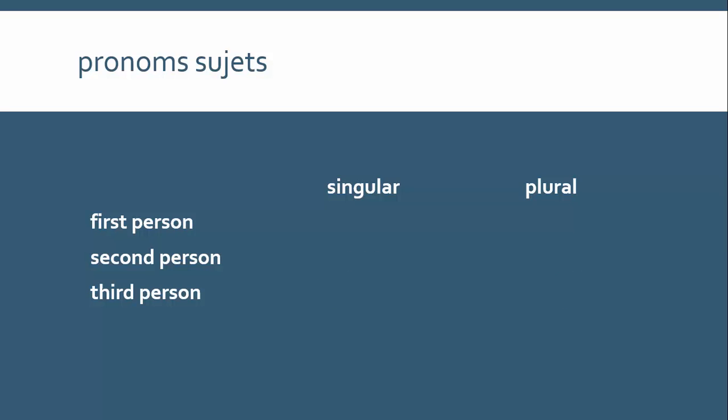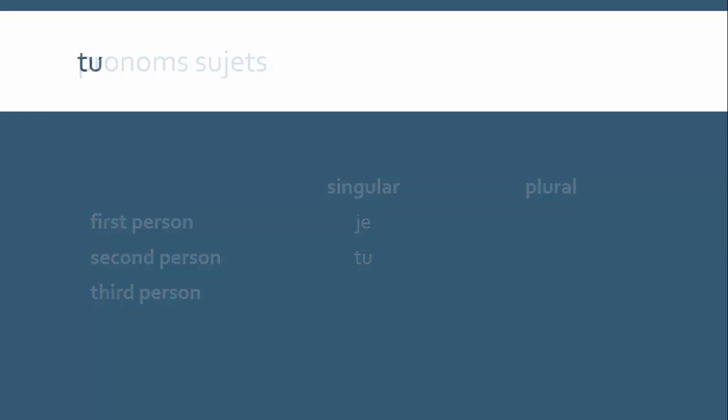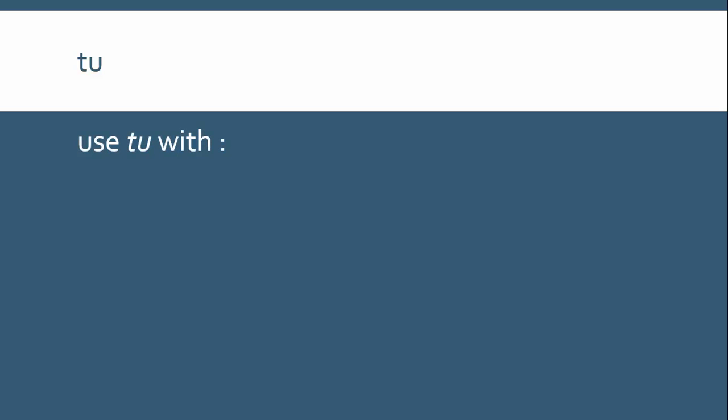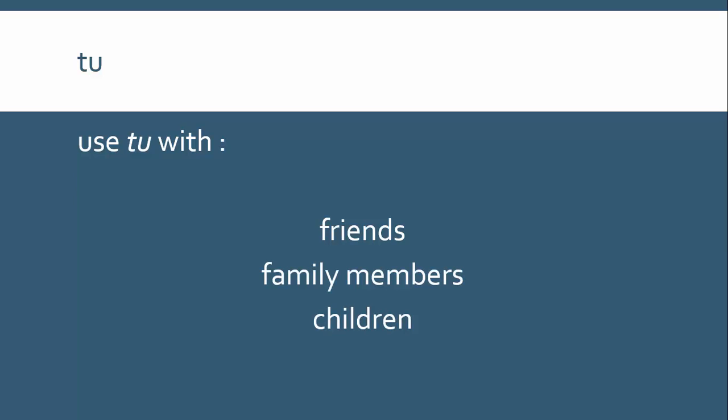The first person singular is je. The second person singular is tu, but we have to be careful here because French has different levels of formality, so tu will only be used in certain situations. You use tu with friends, family members, and children, so basically people that you know well or people who are younger than you. You don't use it with people that you don't know. We'll see how to say that in a minute.